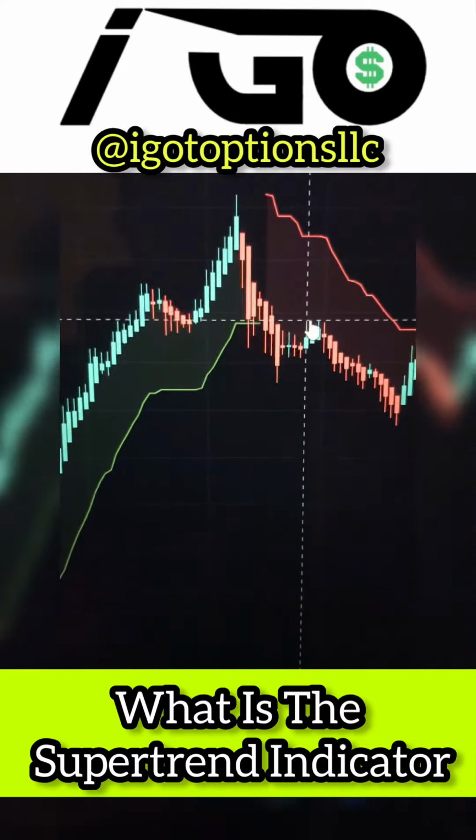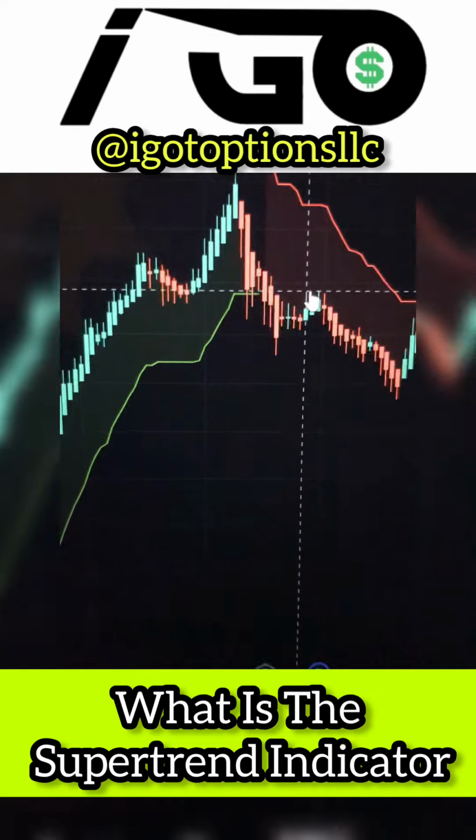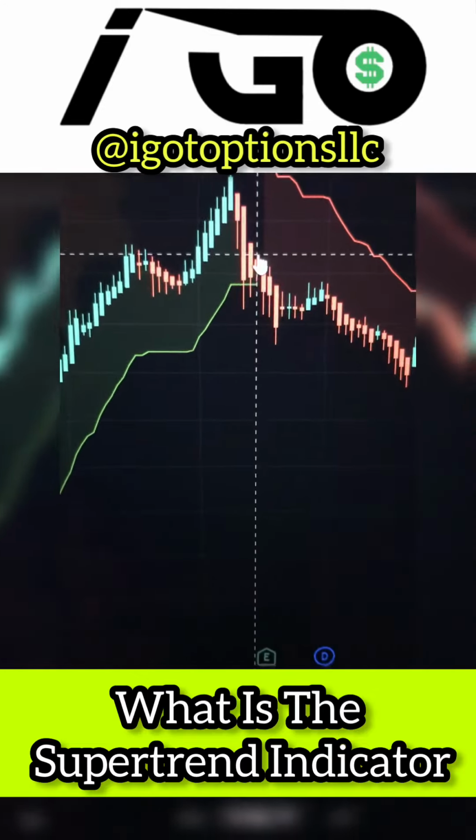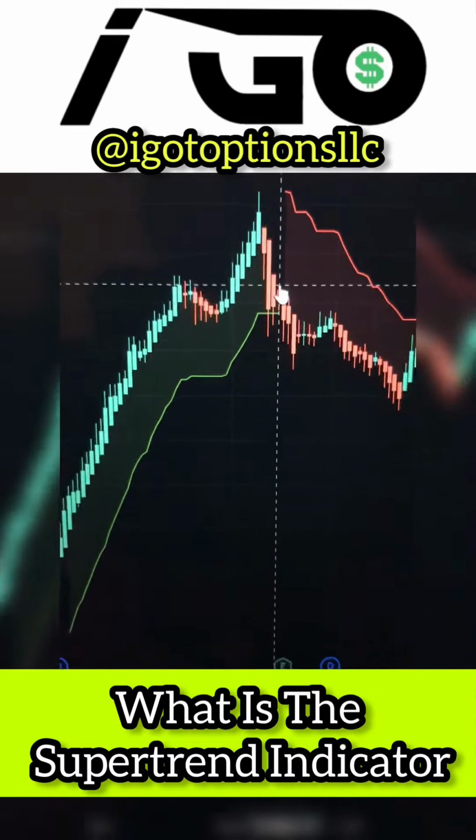Now this doesn't work 100% of the time. Keep that in mind. This is just an indicator to help you figure out the stock's trend. So this is how the Supertrend indicator works, and this is how you can go about trading it to your advantage.